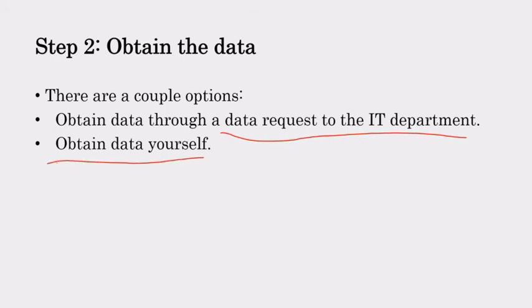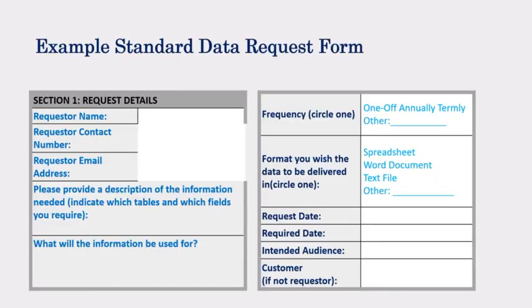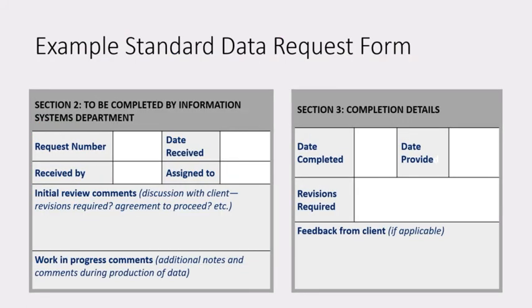Okay, let's see an example of a standard data request form. This is the data request form. You can see the requester name here, the requester contact number, the requester email address. And you can say, okay, please give me this data. And there is some other information: request date, data required, and the intended audience for whom you will be analyzing the data. And if not requesters, then the customers.